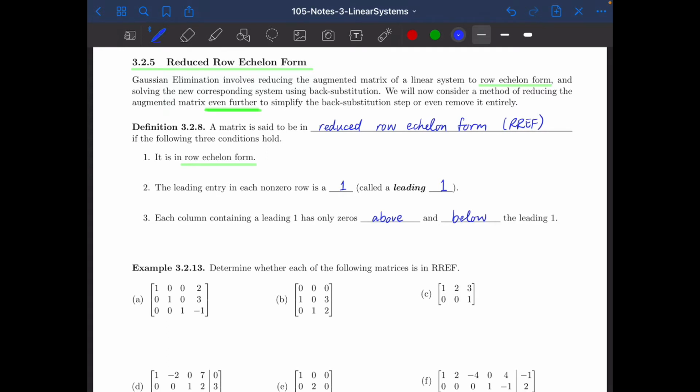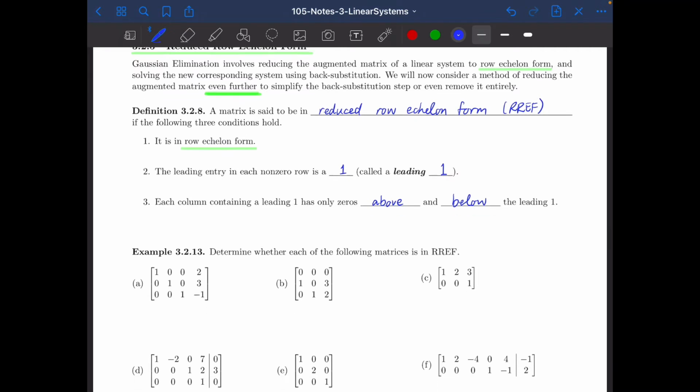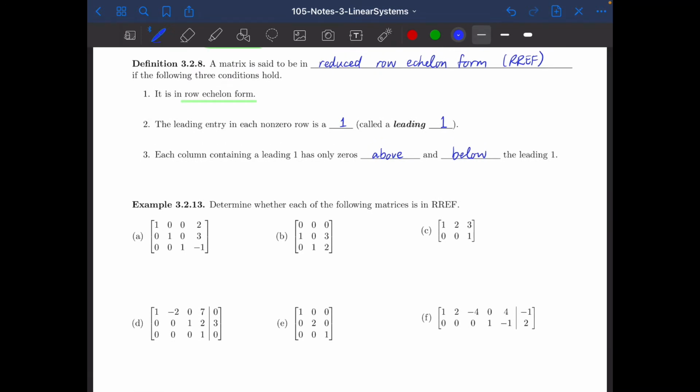Let's look at example 3.2.13. We want to determine whether each of the following matrices is in reduced row echelon form. Let's look at part A. We want to check all three conditions. First, we want to check if this matrix is in row echelon form. And so we need to check if there's a row containing only zeros. There isn't. Then we find the leading entries, and we notice that the leading entry in each row is to the right of the leading entry in the row above it. And so this matrix is in row echelon form.